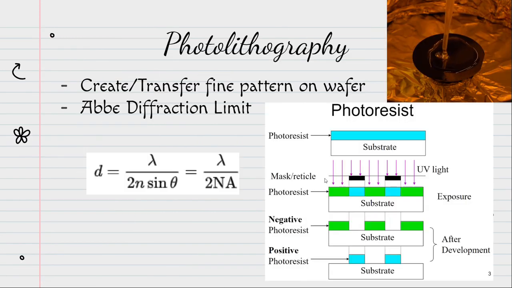First, we would like to introduce photolithography. It is one of the most important steps in chip fabrication. It uses light to create or transfer a pattern onto the wafer. The process is shown in this diagram.